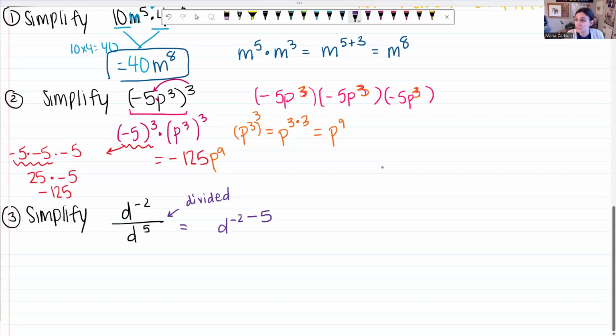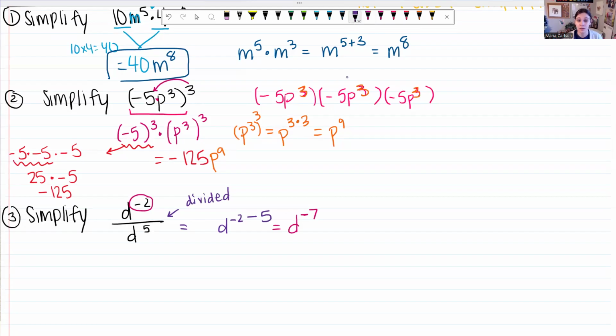The quotient rule tells me that I can simply subtract the two exponents. So negative 2 minus 5 is negative 7. So this is d to the negative 7 power. And now I can tackle that negative exponent.